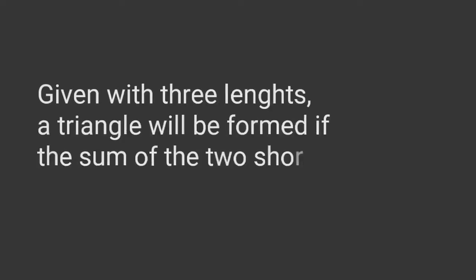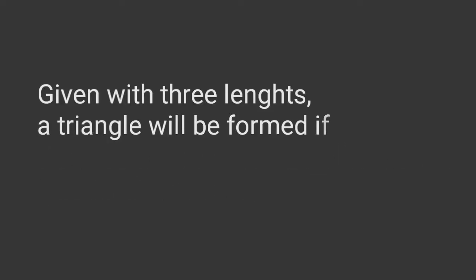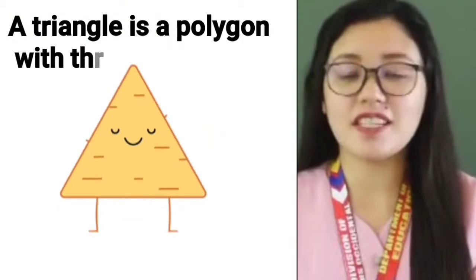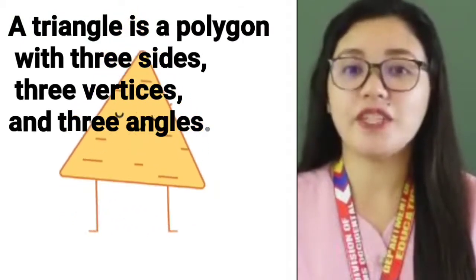Based on this activity, when can we construct a triangle? That's right. Given the three lengths, a triangle will be formed if the sum of the two shorter lengths is greater than the longest length. A triangle is a polygon with 3 sides, 3 vertices, and 3 angles.